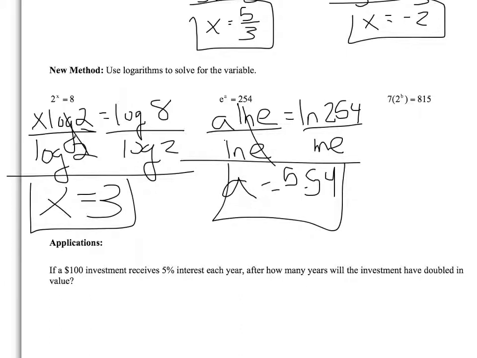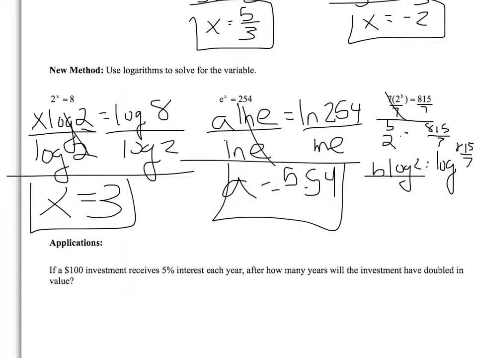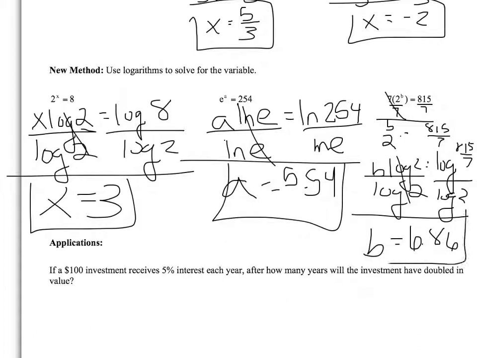This next one, what we have to do first is divide by 7 to get the exponent piece by itself. So 2 to the b equals 815/7. Then we take the logarithm of both sides, so it's going to become b log 2 equals log 815/7. To solve for b, we divide by log 2. When you type that in your calculator, you get about 6.86.